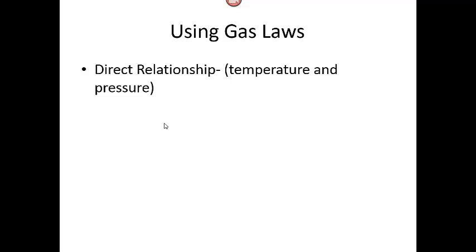All right, so now that we're going to look at a direct relationship, we're going to have to use a different equation. And so in this case, some constant number is equal to the pressure divided by the temperature.